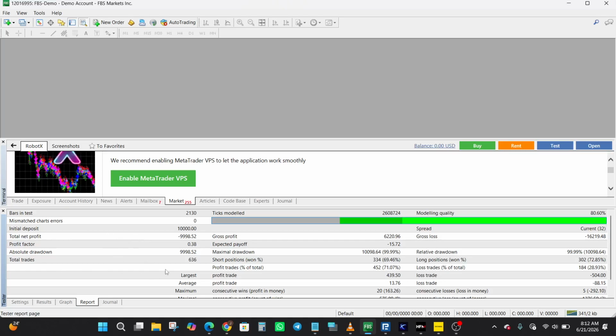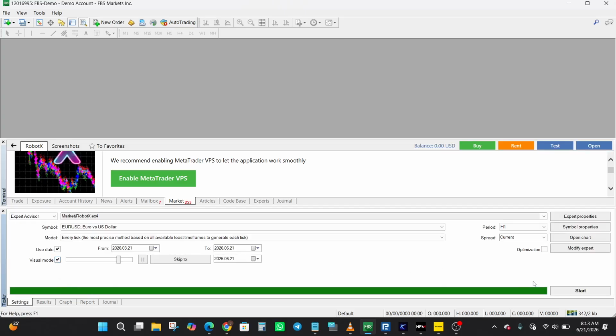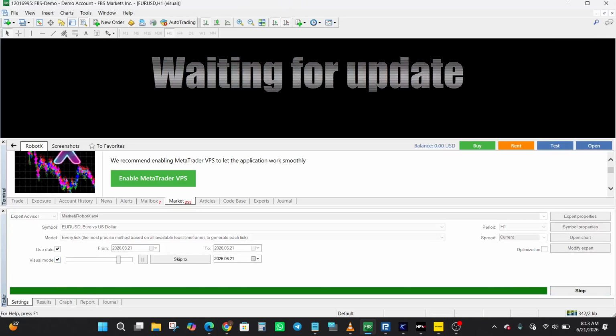So total trades taken were 636, out of which 452 were profitable, giving us a 71.07% win rate. And from what I can see here, the largest profit was 439.5. The largest loss was $504. The average profit here is 13.76, and the average loss is 88.15. Okay, so this tells me that the risk to reward ratio is really bad. But then let's turn on the visual so that we can also see this EA in action.